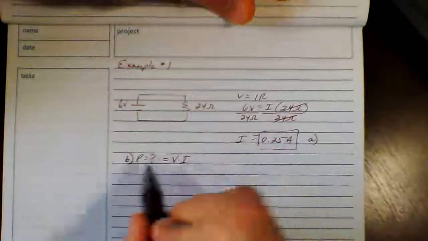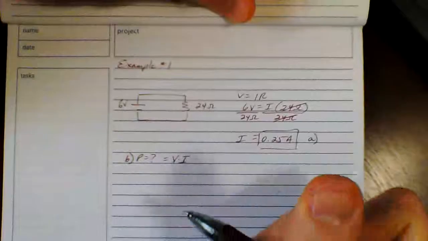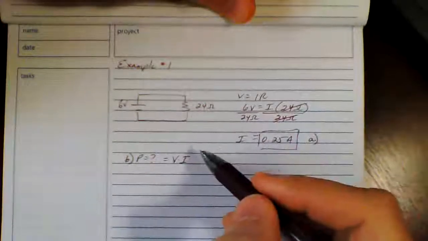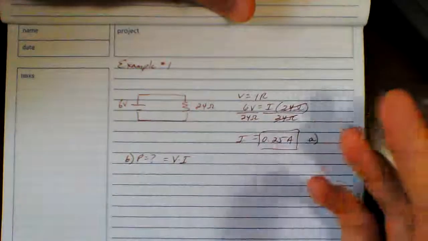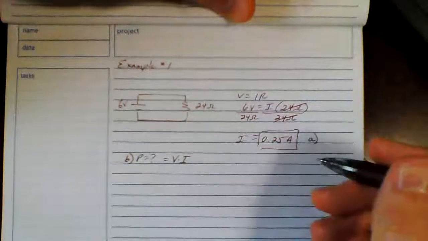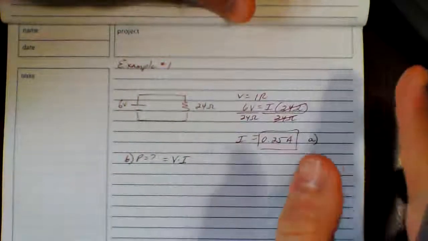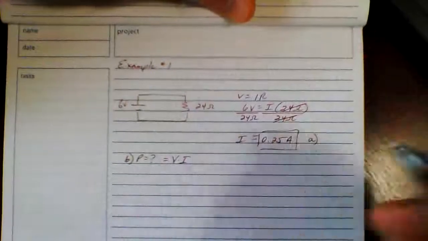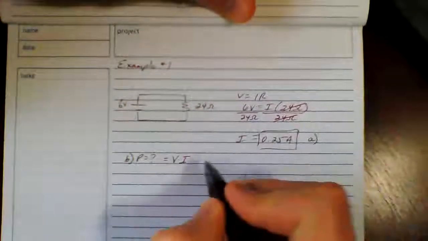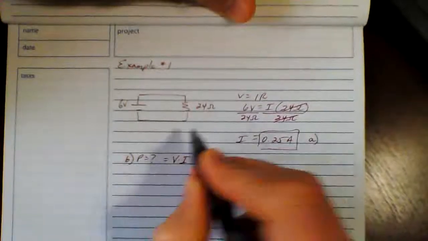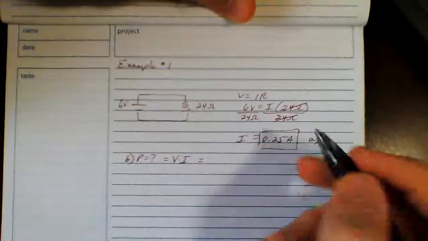But we can also say, well, if we know power equals VI, we can technically say that is equal to I times R times I, which is I squared. There's lots of different things we can equate these 4 different things to. But I'm going to stick with P equals V times I since that's the basic one, and we have the voltage, and we just calculated the current.